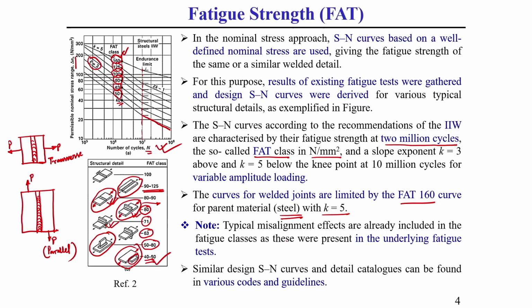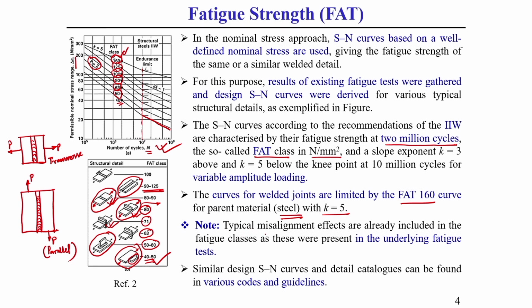Now, another thing you should keep in mind: this fat class, whatever the SN curve we observe, generally during experiment time, whatever the misalignment of a joint is there, that effect is generally incorporated in this SN curve fat data. Typical misalignment effects are already included in the fatigue classes, whatever the fat data is there, and these were present in the underlying fatigue tests.